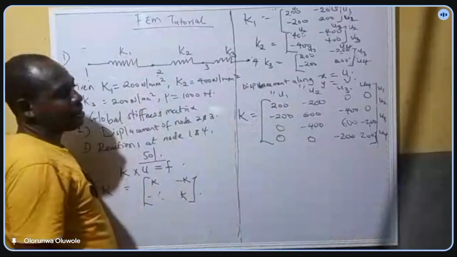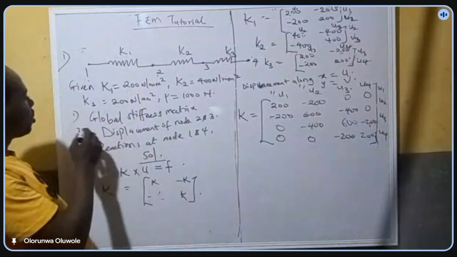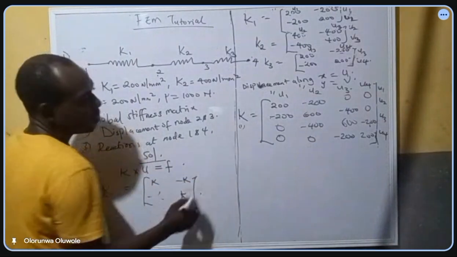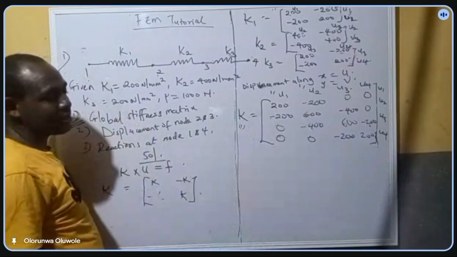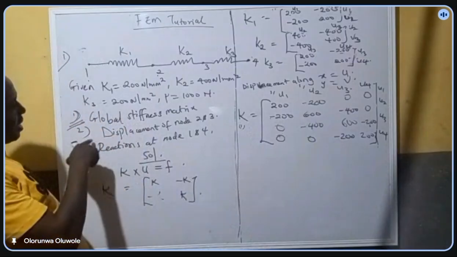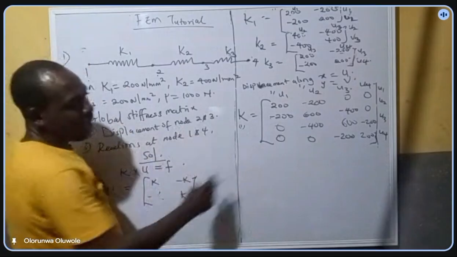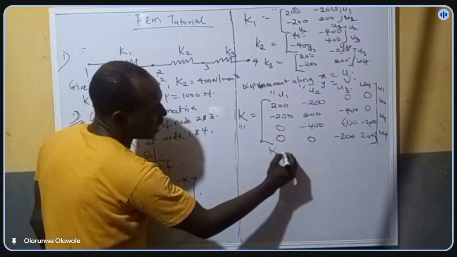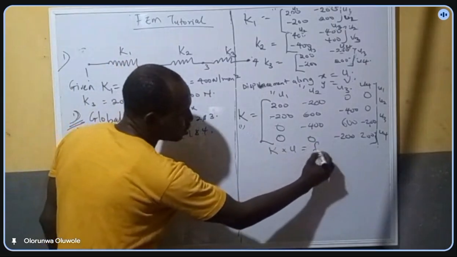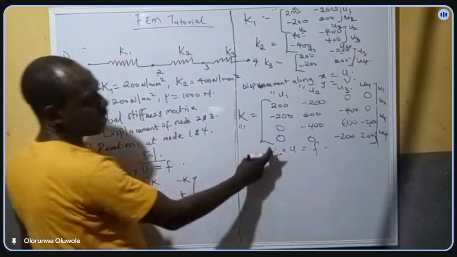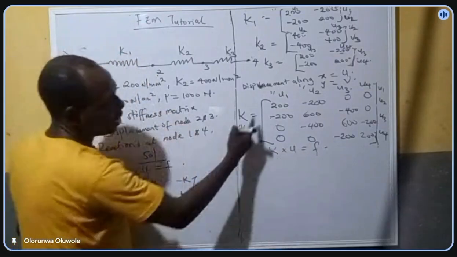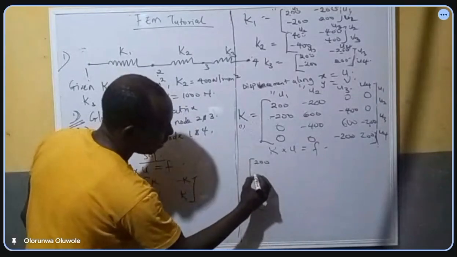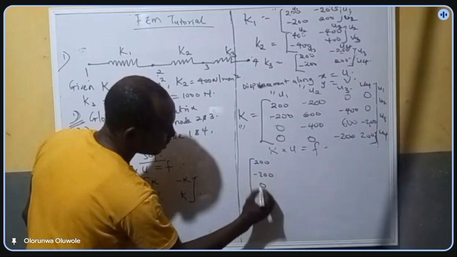So that's the global stiffness matrix, and that's the solution for question 1. Question 1 has been solved. The other one says to find the displacement of node 2 and 3. Having gotten your K, the global stiffness matrix, apply the formula K times displacement equals F. You know your K to be this. Our K is 200, minus 200, 0, 0.